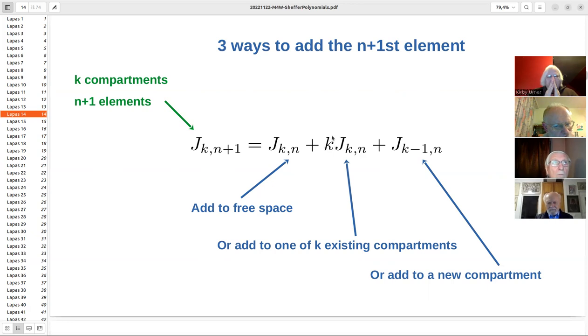But there's k compartments. So if k equals 2, if there were already two compartments, I could have put it in the one compartment or the other compartment. So there'll be one way to put it in free space. There'll be two ways to put it in an existing compartment if you already have two compartments.